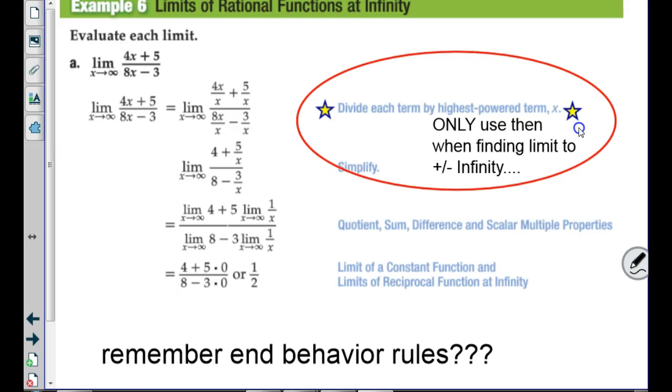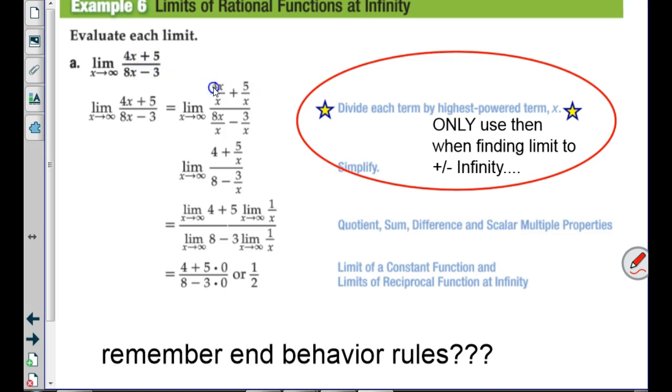This says you can divide each term by the highest power of x, every single term, okay? Only when you're finding a limit to infinity. This is just end behavior. There's a fancy way of doing this that you'll learn in calc, where you divide everything by an x.